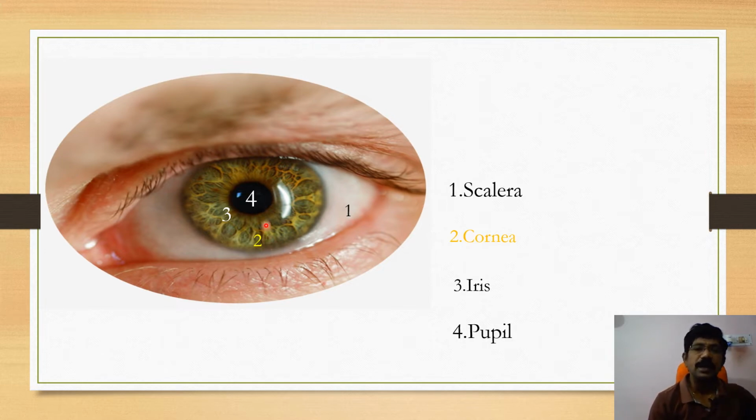Next, there is a colored portion. This colored portion is known as iris. Next one, there is a black spot in the middle of the eye. This black spot in the middle of the eye is known as pupil. Let us discuss the side portion of the eye and the functions of various parts of the eye.